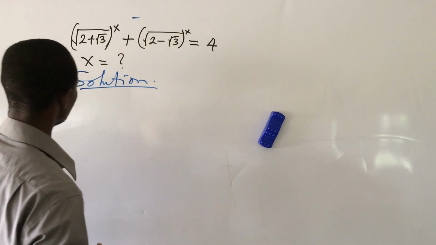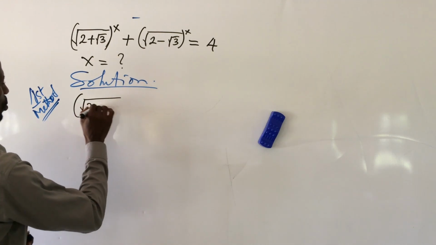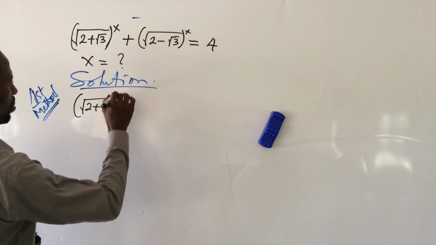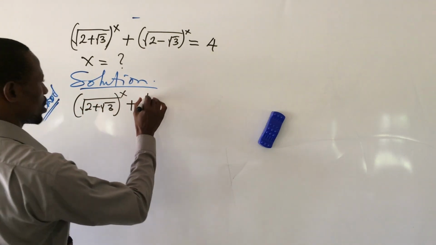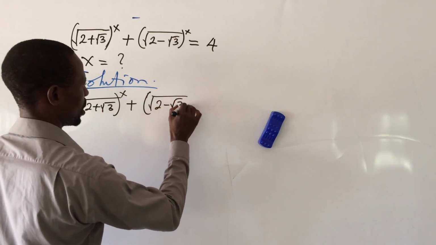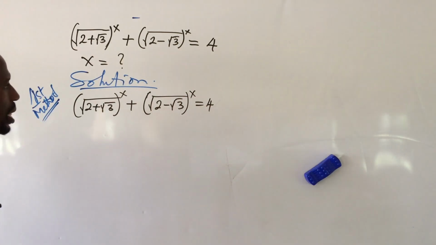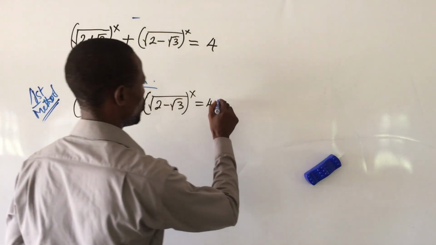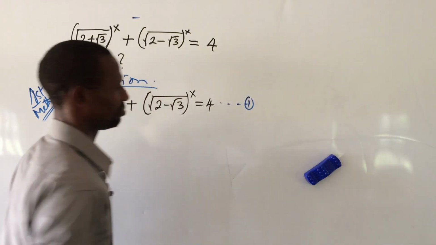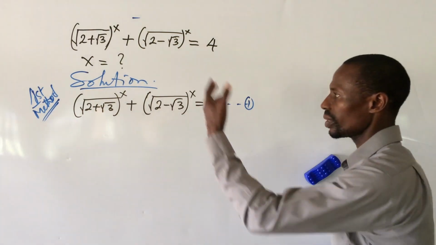We put down our equation first, which says open bracket the square root of 2 plus the square root of 3 to the power of x, plus open bracket the square root of 2 minus square root of 3 to the power of x, equal to 4. What if I decide to label this equation 1? All right, we'll go to the next stage.